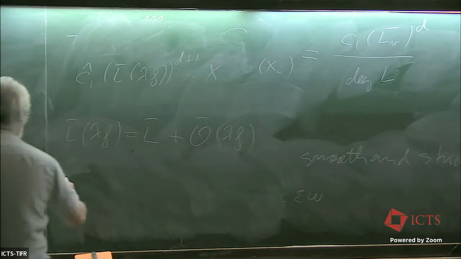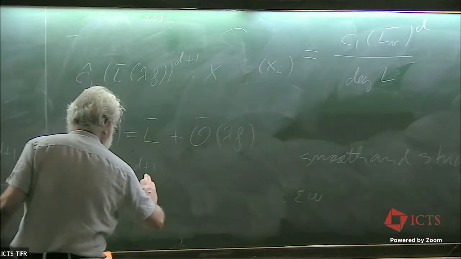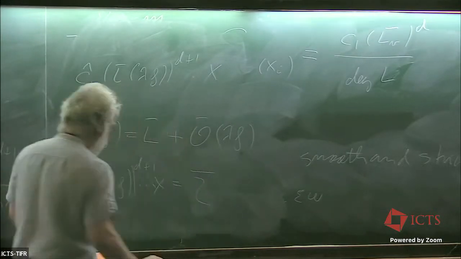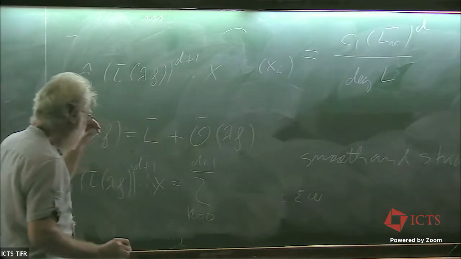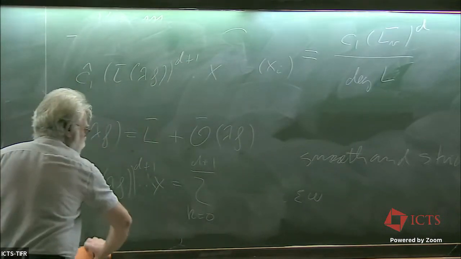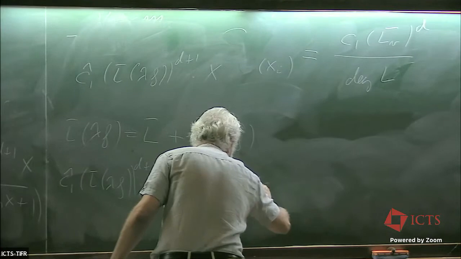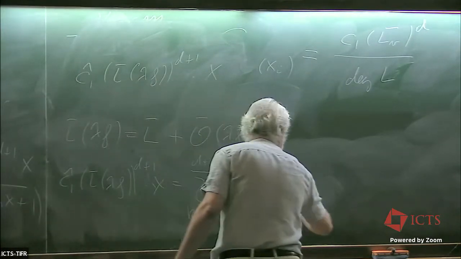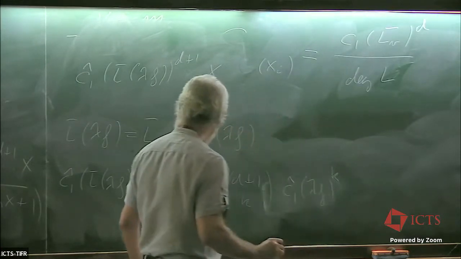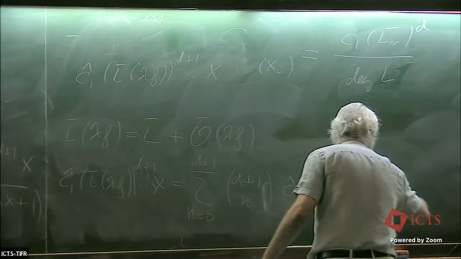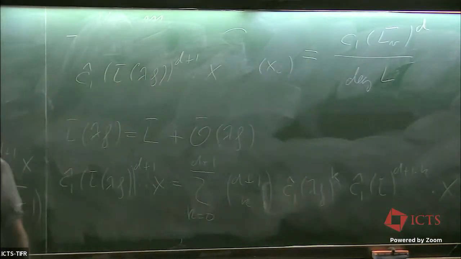Since this is multilinear, I get that C1 hat of L bar of lambda f times e to the power d plus 1 times x will be equal to the sum from k equal to 0 up to d plus 1 of the combinatorial number d plus 1 over k, and then I will have C1 hat of lambda f to the power k and C1 hat of L bar to the power d plus 1 minus k, times x. So the intersection product is multilinear. So I have a product like this.